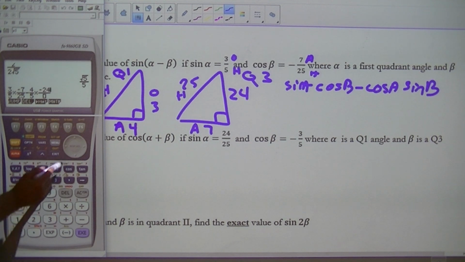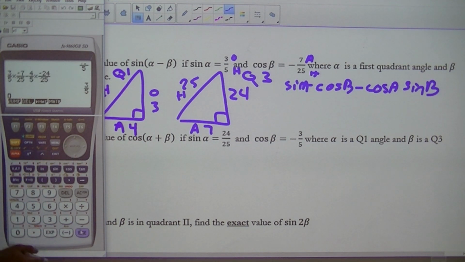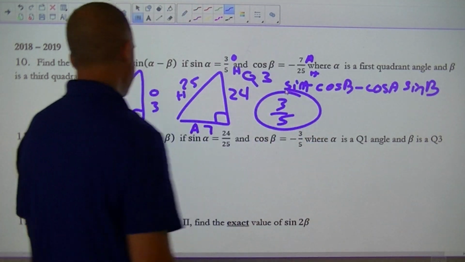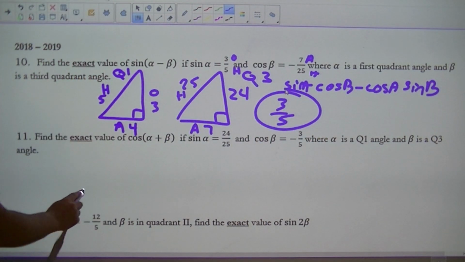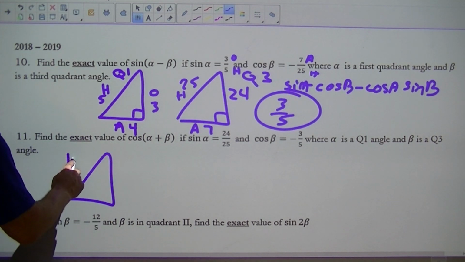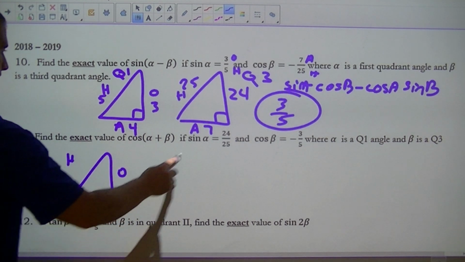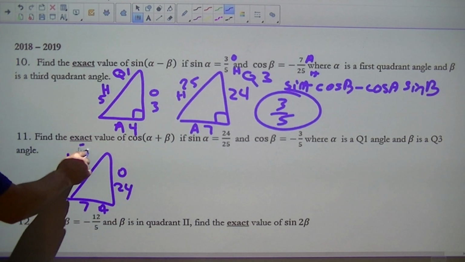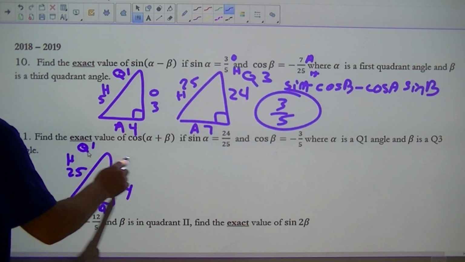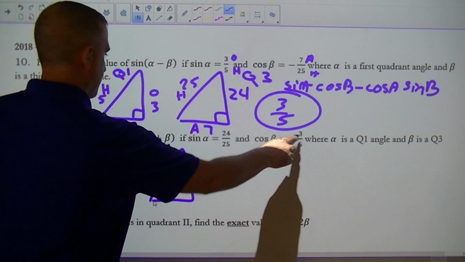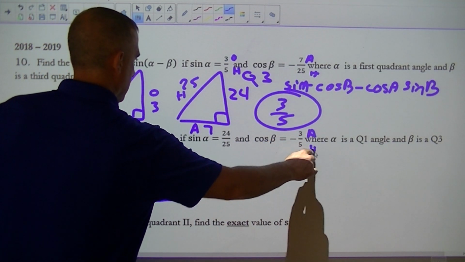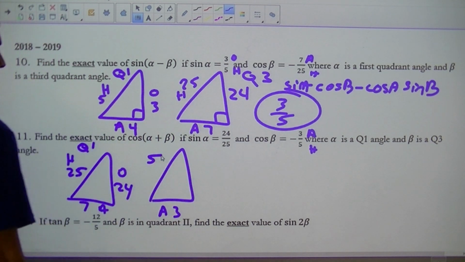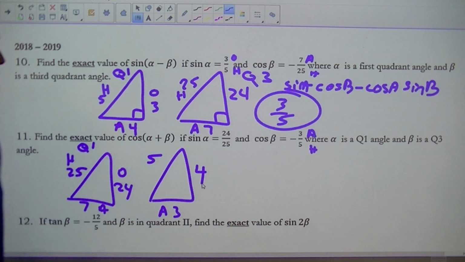So what I'm looking at is what's positive, what's negative. 3/5. Same thing here. That would be 24 over 25, and that would be 7. Okay, it's a quad 1 triangle again. That's A over H, 3 over 5. The missing one would be 4.